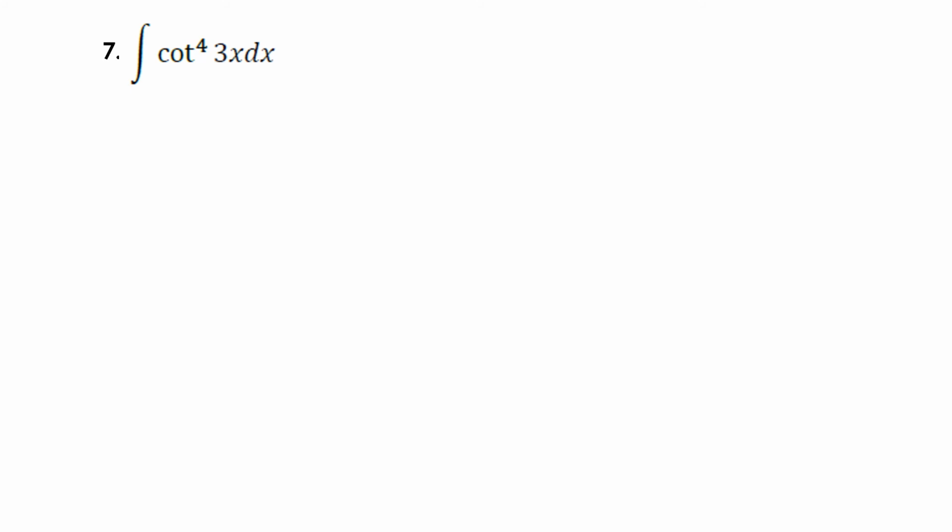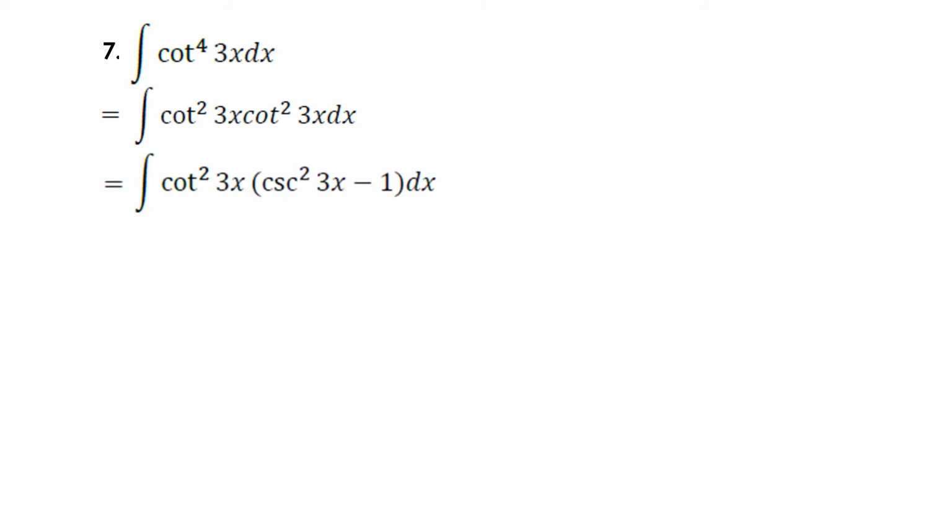For number 7, if we take the integral of cotangent raised to 4 of 3x dx, then we will be factoring out the cotangent squared. So we have there a cotangent squared 3x and another cotangent squared 3x dx. Here, we have to transform one at a time. So first, we will be transforming one cotangent squared, wherein cotangent squared 3x is equivalent to cosecant squared 3x minus 1. Now, let us expand.